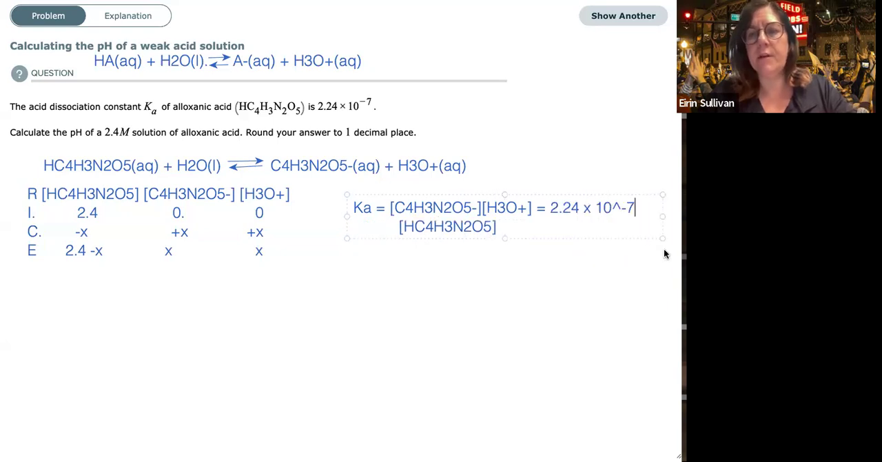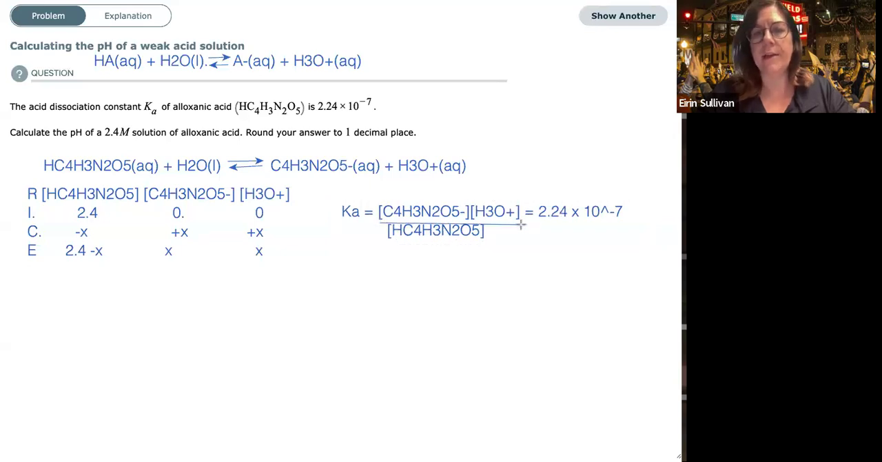So now we can just substitute in those equilibrium concentrations in terms of X that we just worked out, and we can rearrange and solve for X. When we have X, we have our concentration of hydronium at equilibrium. Easy, right? So let's substitute those numbers in. Our equilibrium concentration of our conjugate base is X, and of our hydronium is X, and then our equilibrium concentration of our weak acid is 2.4 minus X, and that is going to equal our equilibrium constant, Ka.